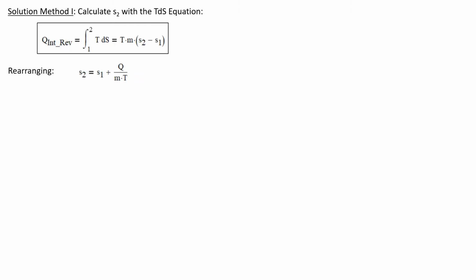So let's get back to the problem at hand, and we find that there are two ways to calculate the change in entropy for this process. Let me introduce the TdS equation that says that for an internally reversible process only, the heat transfer is the integral from state 1 to state 2 of T dS. That's the temperature times delta S. Now, in a constant temperature process, this easily reduces to the temperature times the change in entropy, which is to say it's the temperature times the mass times the change in specific entropy. So I can rearrange this equation and say that S2 is equal to S1 plus Q over mass times temperature.